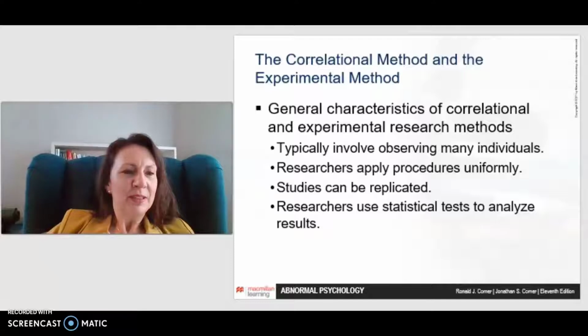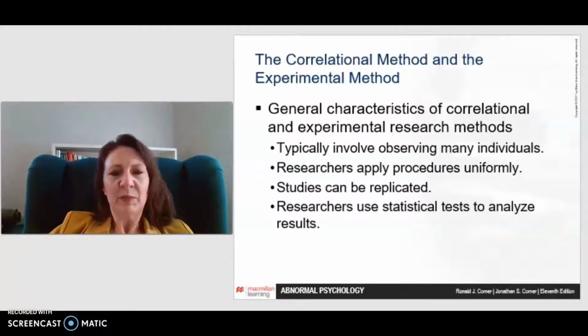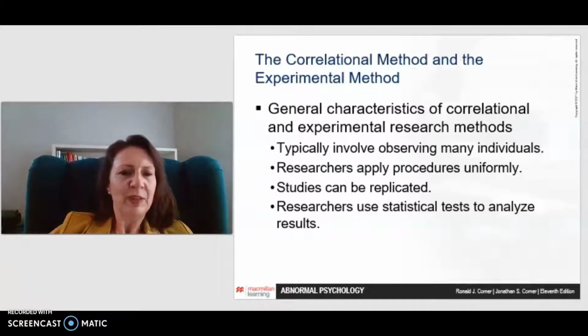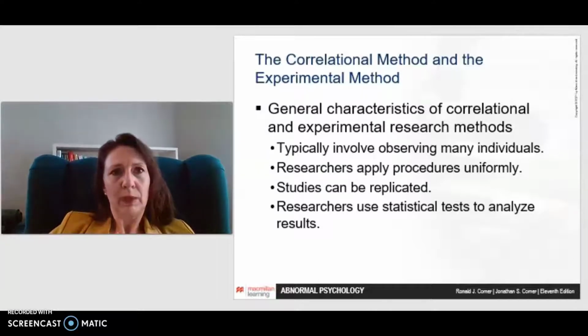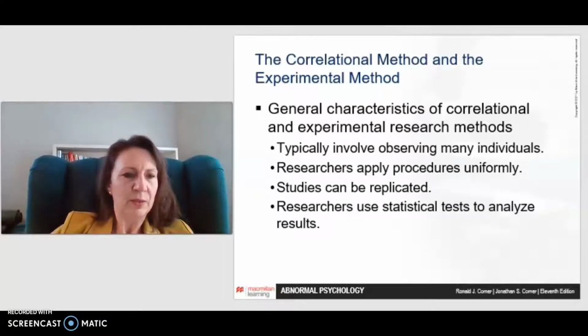The correlational method is the next type of method, and it's similar to the experimental method in terms of general characteristics that are used. There are typically many observations across a number of individuals. Researchers apply procedures uniformly. The studies can be replicated or copied based on the types of procedures that were put in place by the researcher. And then researchers use statistical tests to analyze the results.